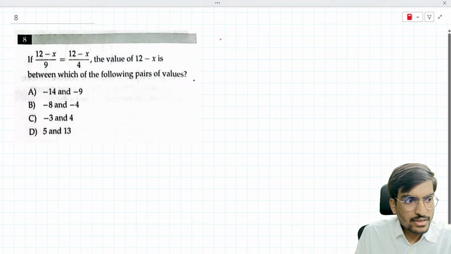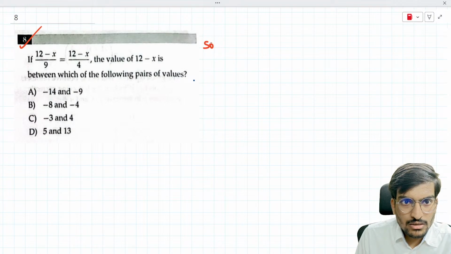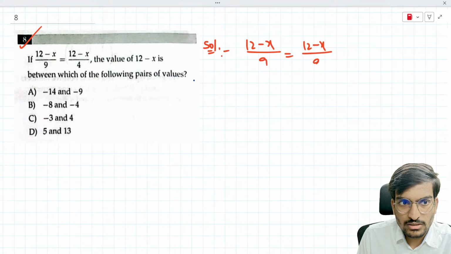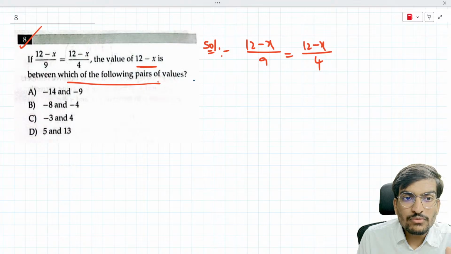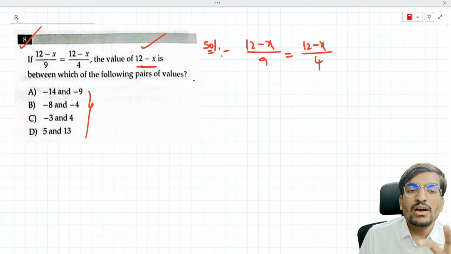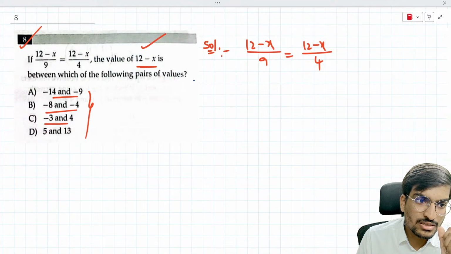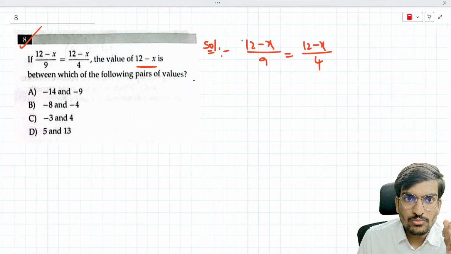Let's go for the next question. Question number 8. If (12 minus x) by 9 equals (12 minus x) by 4. They are not asking for the x value, they are asking: 12 minus x is between which of the following pairs of values? If you solve this, you will get a value within one of these ranges. So let's see first what we get by solving this.